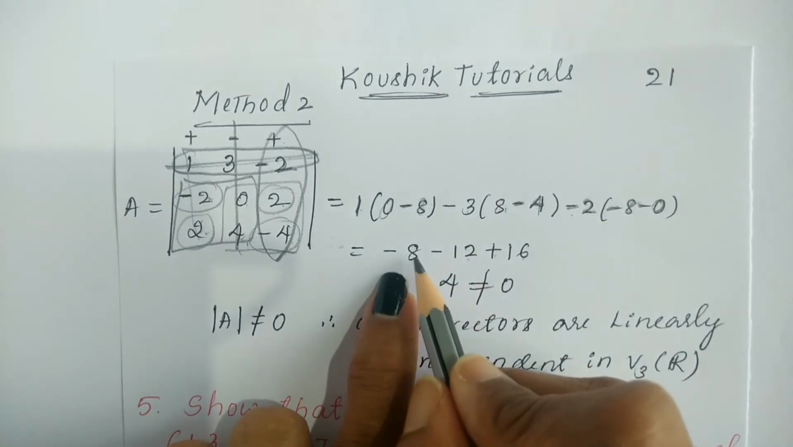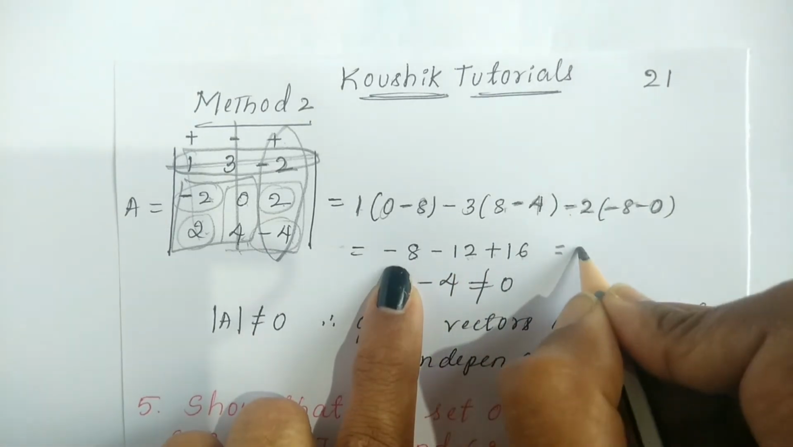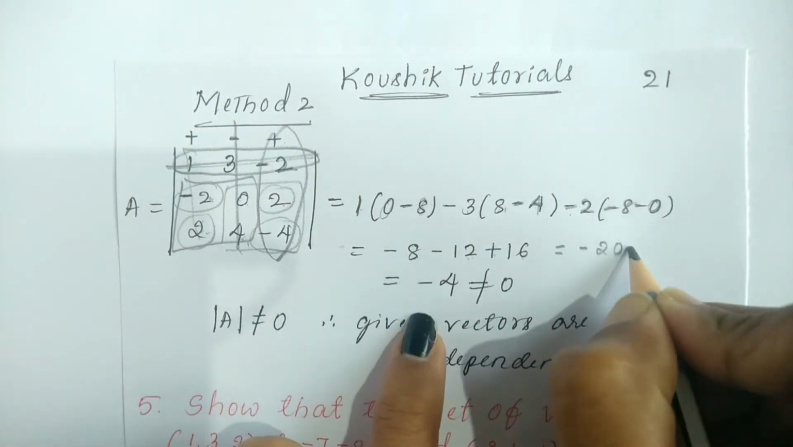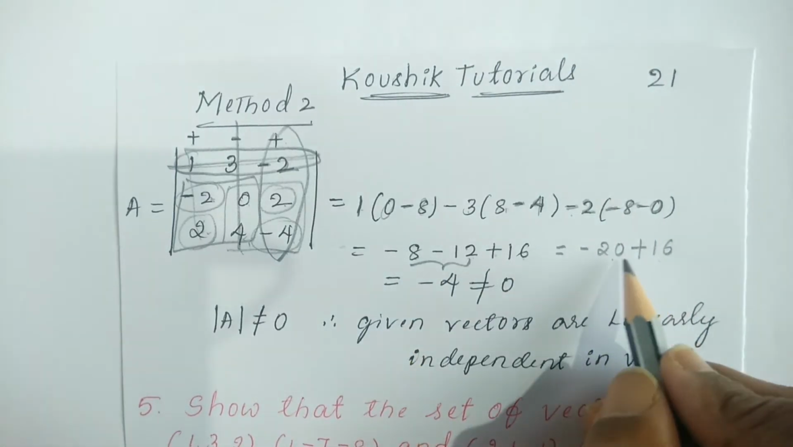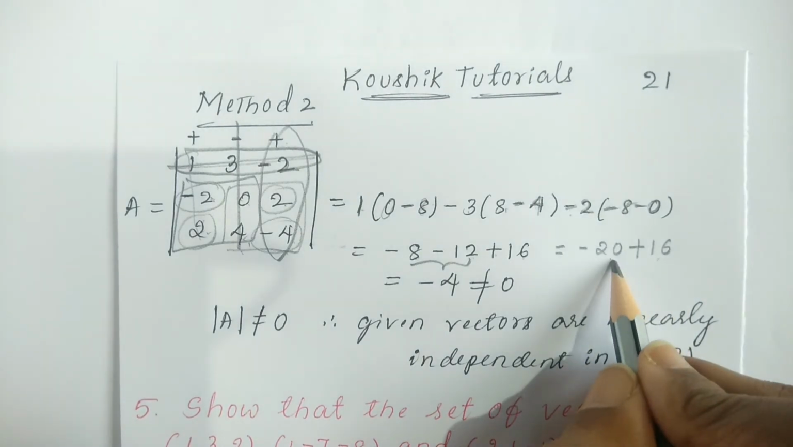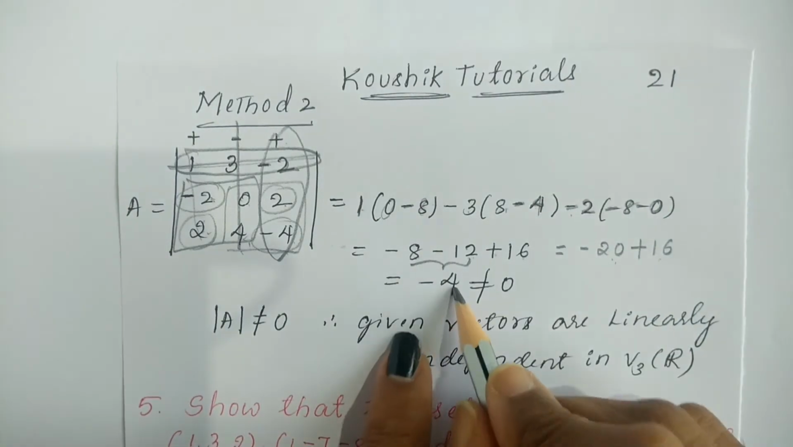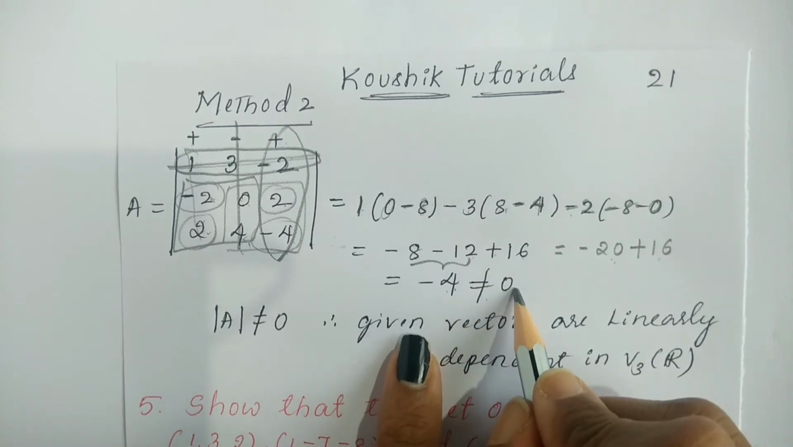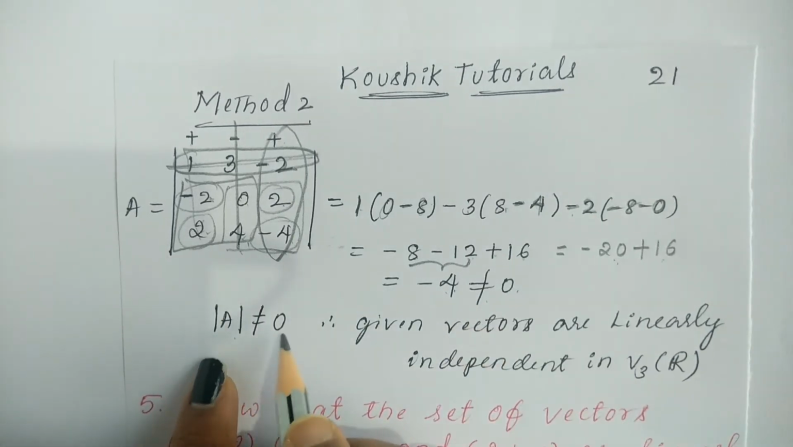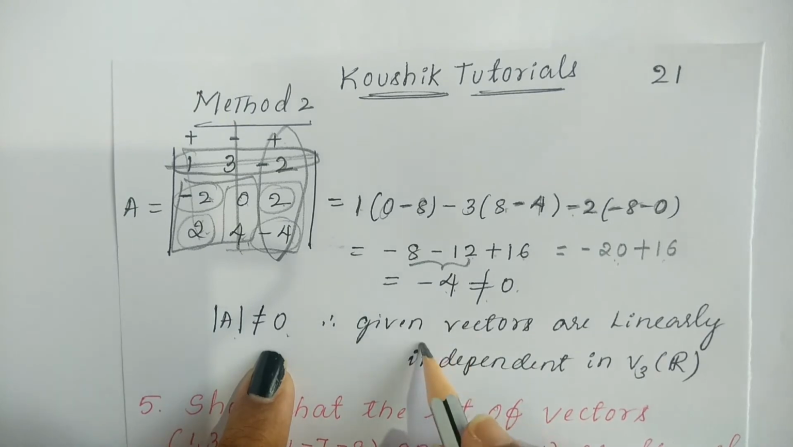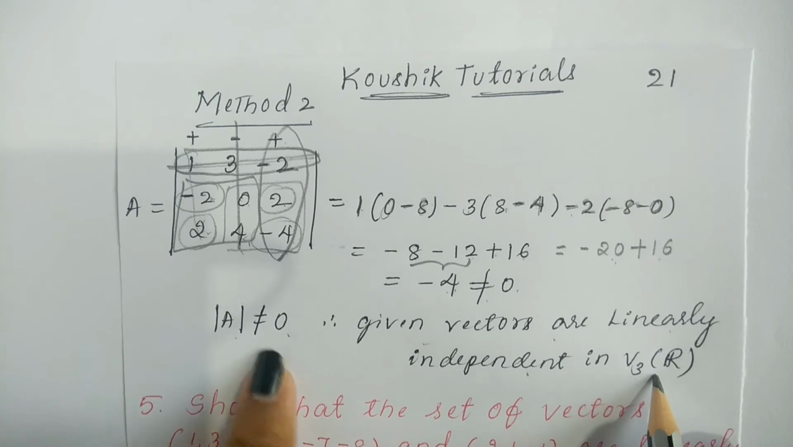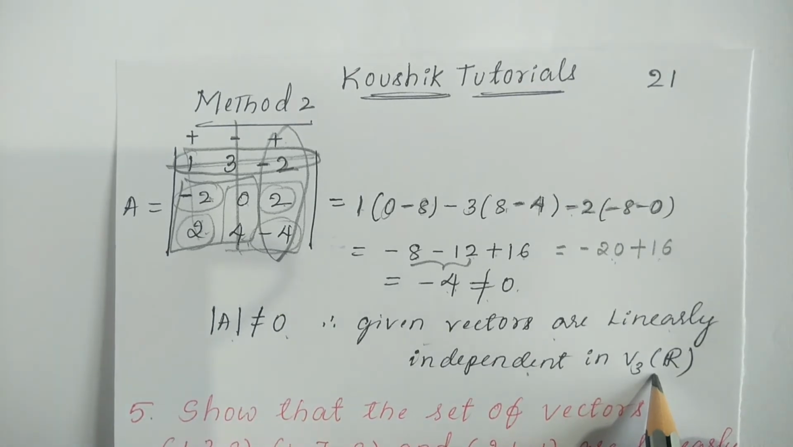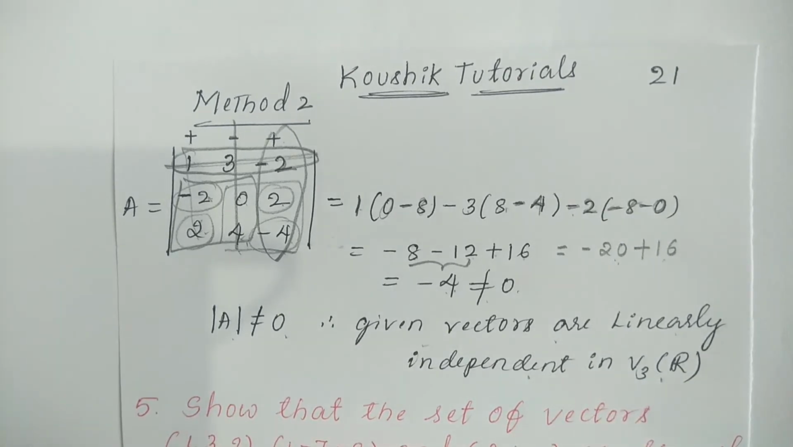Is it okay? So now minus 8 minus 12 is nothing but what? Minus 20 plus 16. If I remove 16 from 20, minus 4. So answer is minus 4. So minus 4 is clearly not equal to 0. So the determinant value is not equal to 0. Therefore, the given vectors are linearly independent in V3 of R. Okay. So this is by method 2. We can easily find out whether the given vectors are linearly independent or dependent by using the determinant method.